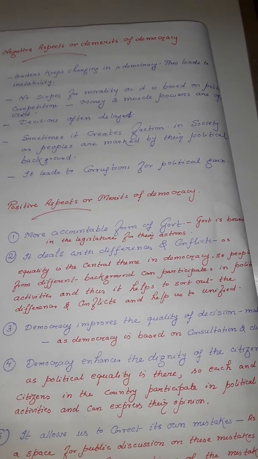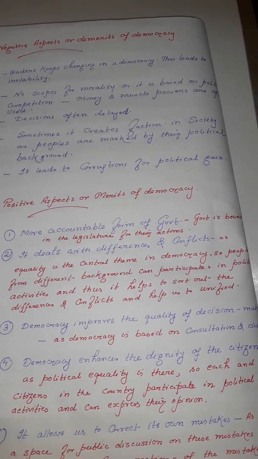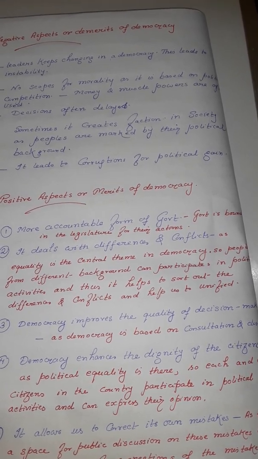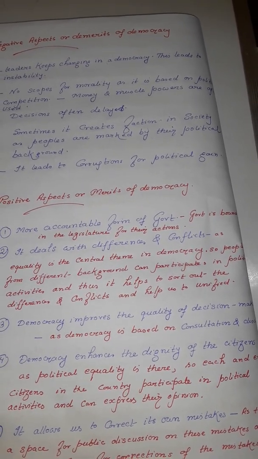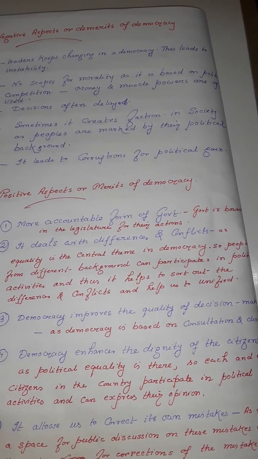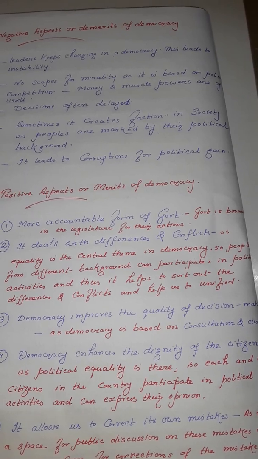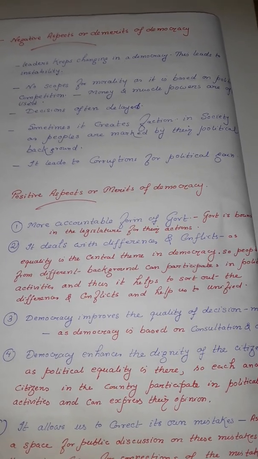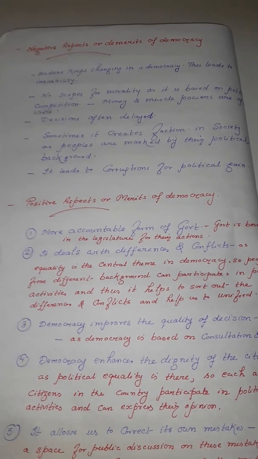Fourth point is that sometimes it creates factionalism in society. What does it mean? We start marking people by their political background. It is very dangerous. The last one is that it leads to corruption for political gain. Anyhow, the minister tries to win the elections, and for that they can use different types of tricks and malpractices. These are the negative aspects.